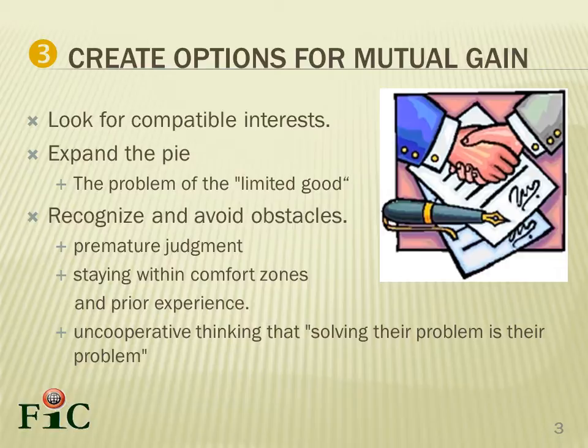Another obstacle to finding mutual gain is uncooperative thinking, or the kind of thinking that says, the other person is responsible for solving their problem. I'm not going to worry about their problem. I'm only going to worry about my own. And that's an incredibly common perspective, and it's not helpful in a negotiation where you're looking for mutual gain.